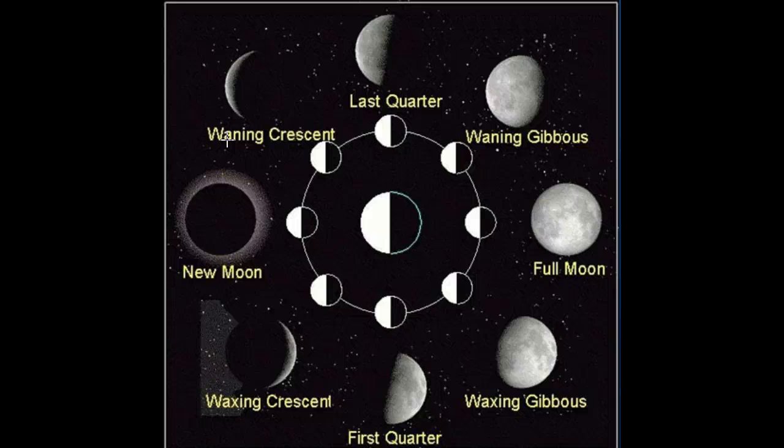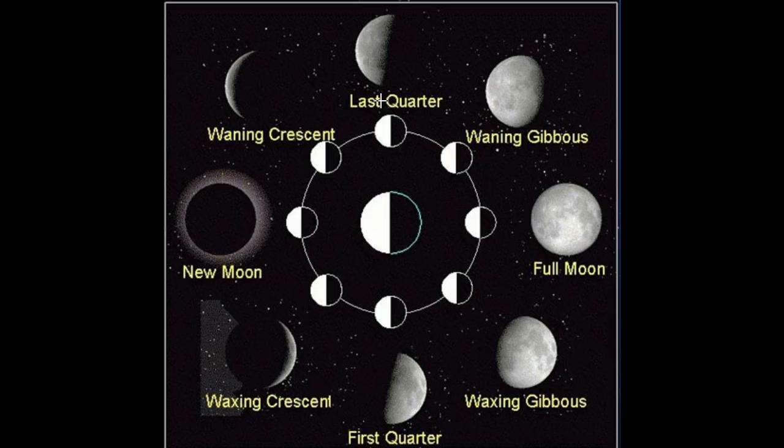Now, a waning crescent moon is sometimes called an old moon. If you remember a waxing crescent down here, that was called a young moon. Well, now we're all the way over here at waning crescent. So waning crescent would be about as old as the moon can get in this cycle. That's why we call it an old moon.